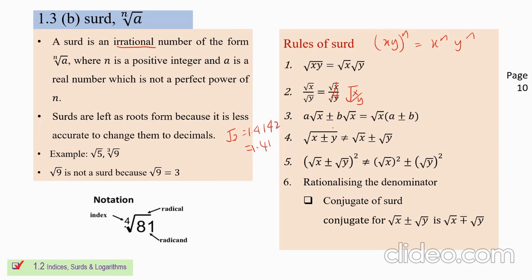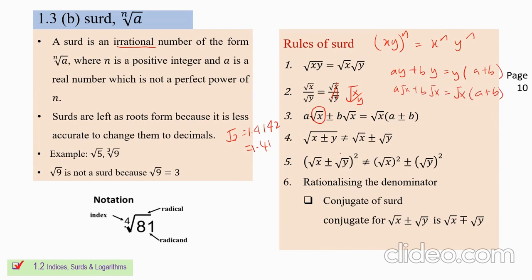Then for number 3, a surd x plus or minus b surd x, you do not need to think much. You just treat surd x as y. So when we have ay plus by, the similar terms, we factor out the y and have a plus b. Now you replace your y back as surd x. So I have surd x times a plus b.